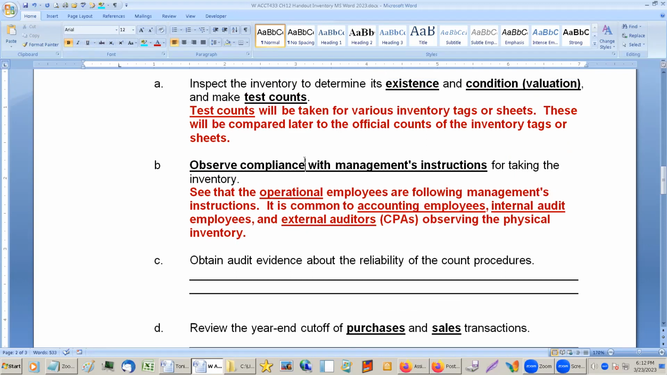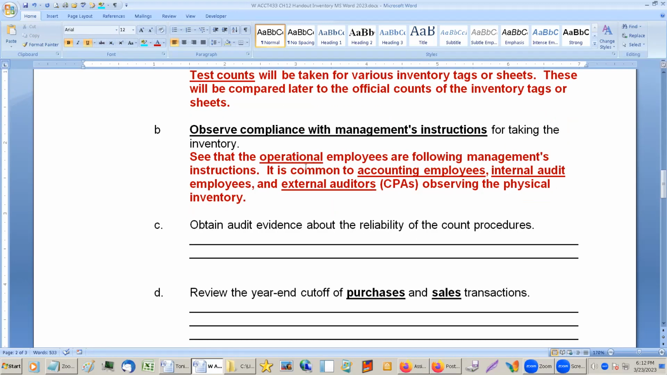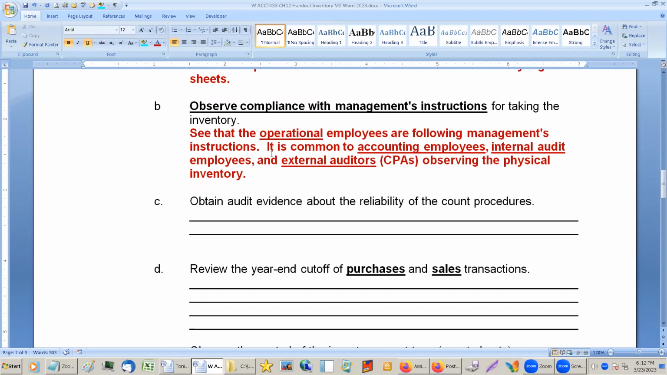But generally, the inventory is going to be taken by the operational employees. The operational people are the ones that actually do it. And you say, well, why don't the auditors? Well, auditors aren't going to do it because they need to be unbiased. And the accounting people are the same way, they're merely recording what others are doing, but they also want to make sure they're doing it.